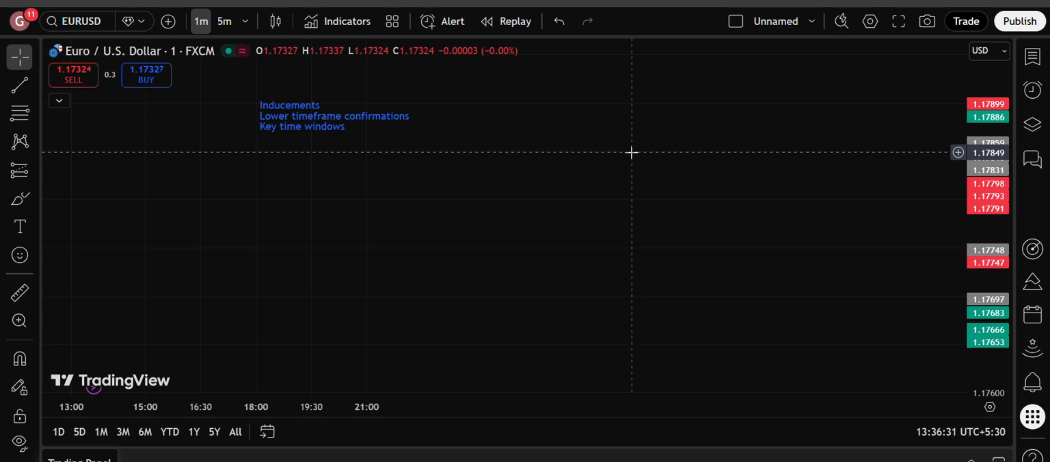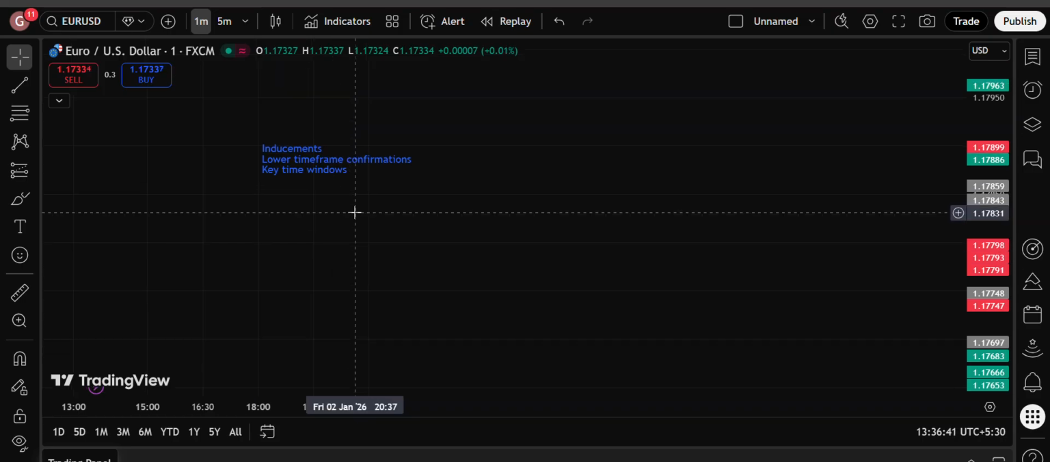Here is a detailed explanation of the concepts that I utilize for my trading strategy. So hello traders, let's look at the strategy that I utilize for all my trades, and the three important concepts that I utilize are the inducements, lower time frame confirmations, and key time windows.